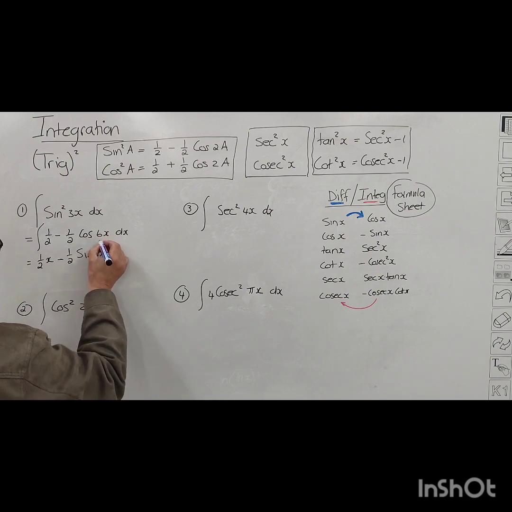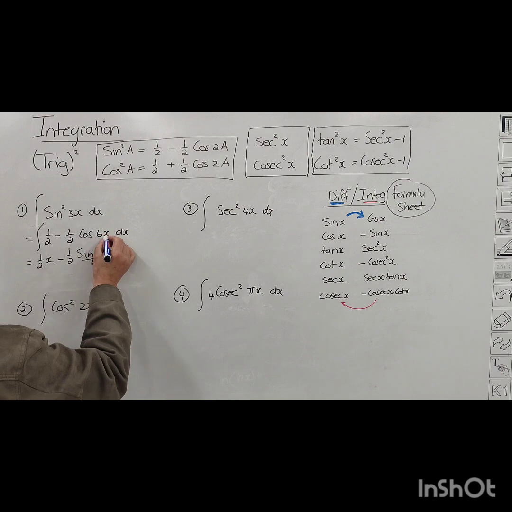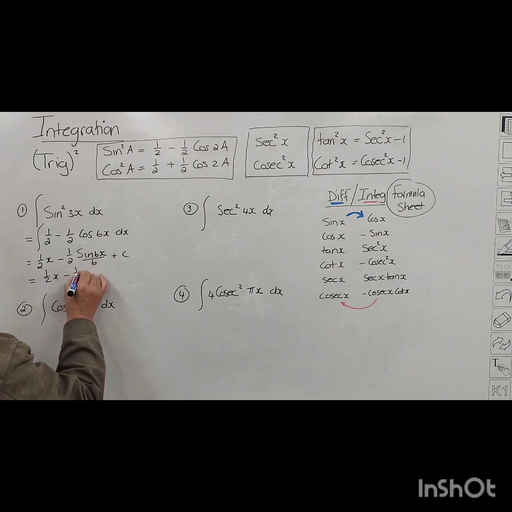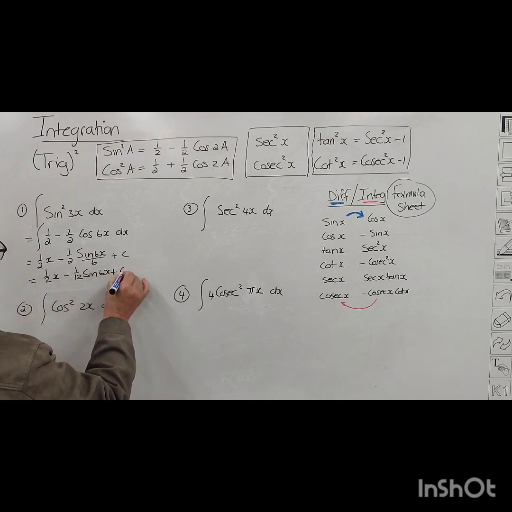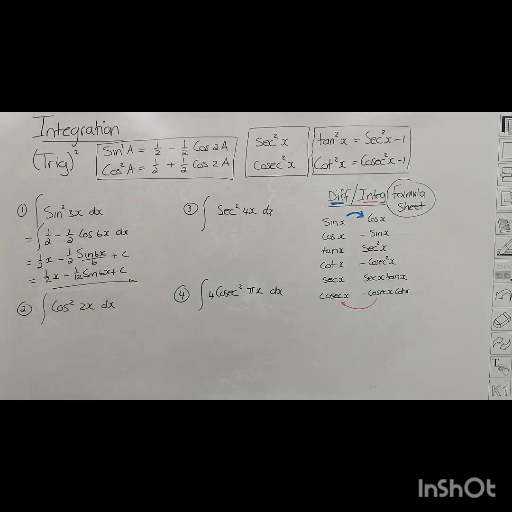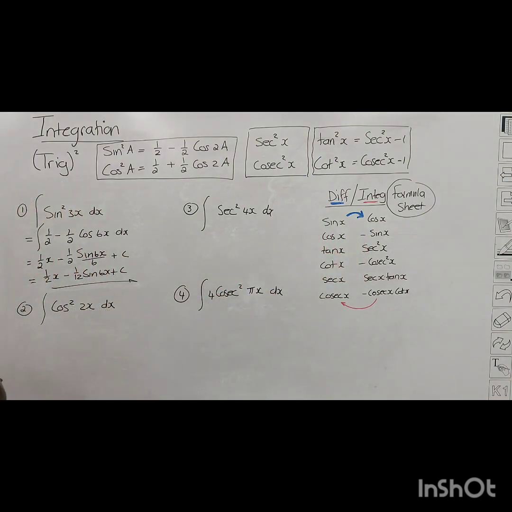But because it's more than 1x, I have to divide by the derivative of the angle. And I plus a c. So my final answer will be a half x minus 1 over 12, the sine of 6x plus c. And that would be the answer for my equation. So I go and I see cos will become sine on this side.